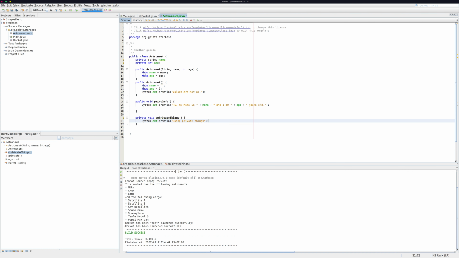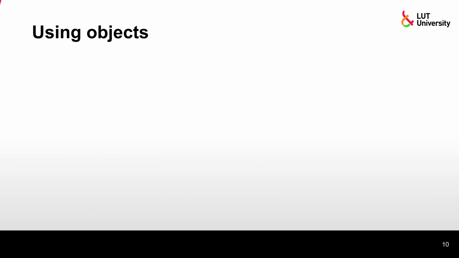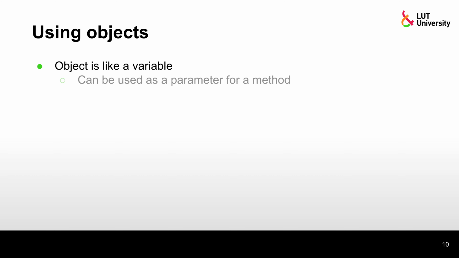Yeah, so this method cannot be called from outside, but this can be. So using these classes and using objects. An object is like a variable, and it can be used, for example, as a parameter for a method.